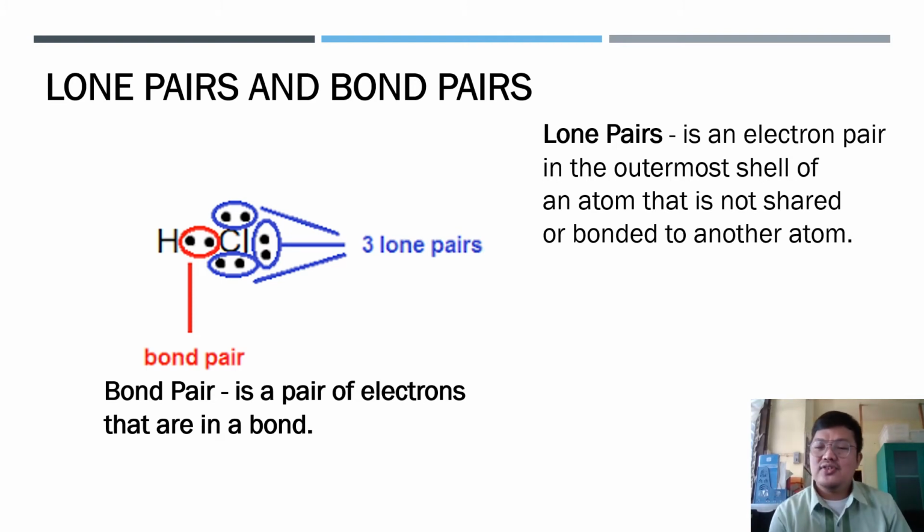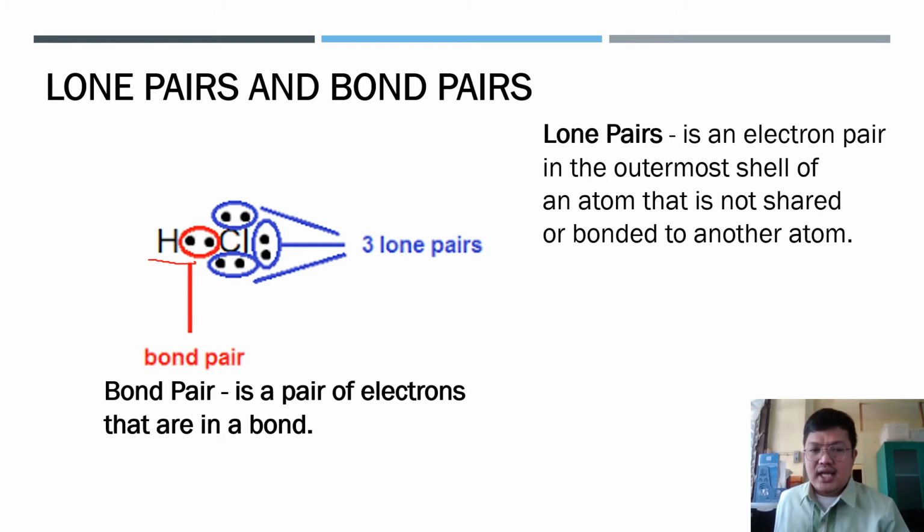Kung babalikan nyo yung lesson nyo noong grade 9 kayo, tinuruan kayo ng mga teachers nyo kung paano magsulat ng electronic configuration. And then once you are done writing the electronic configuration, dapat ma-identify mo yung valence electron. And what is valence electron? Yung valence electron, siya yung electron na matatagpuan sa outermost energy level. So, in the case of hydrogen, meron lang naman siyang isang electron. So, meaning to say, yung outermost electron or yung valence electron niya is only one. That's why, in the Lewis dot notation, yung hydrogen, meron lang siyang isang dot.